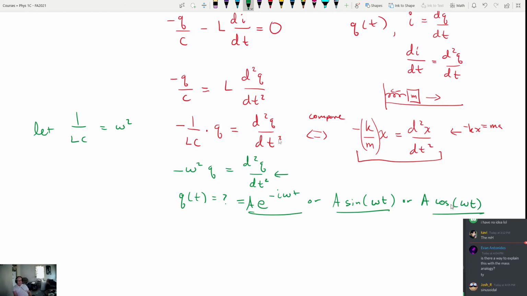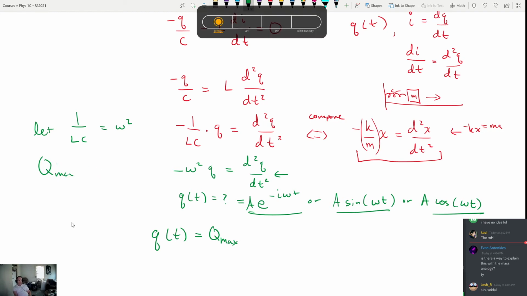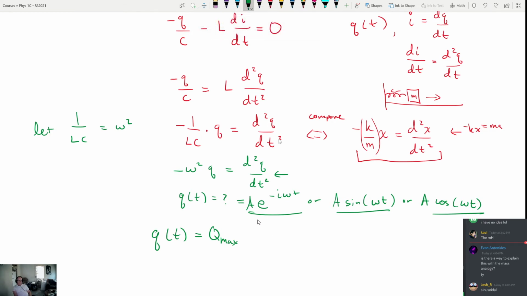Normally what we choose to do though is we just use a cosine function or a sine function. So I'm going to say q of t has to be equal to whatever the maximum amount of charge is on the capacitor. We'll just call it q max because there's no battery in this case, I forgot. It's q max multiplied by cosine of omega t. And we can then of course write the current as a function of time to be negative I max times the sine of omega t.